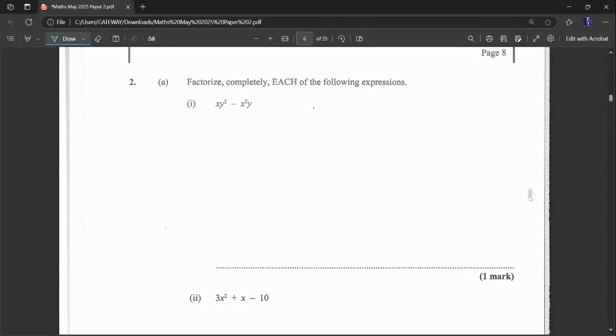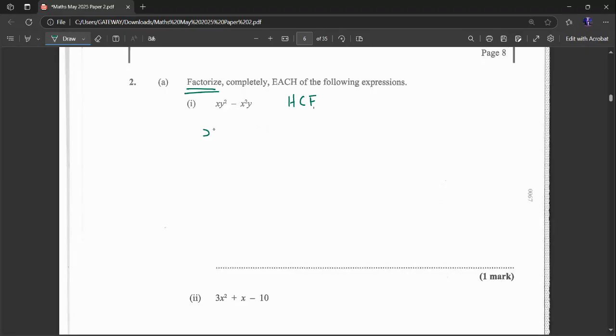Right, so the question: to factorize completely each of the following expressions, you have xy squared minus x squared y. When you are factorizing, you're basically taking out what is common. But this is factorizing by pulling out the highest common factor, the HCF, right? Because you just have two terms here. So look for what is common between xy squared and x squared y.